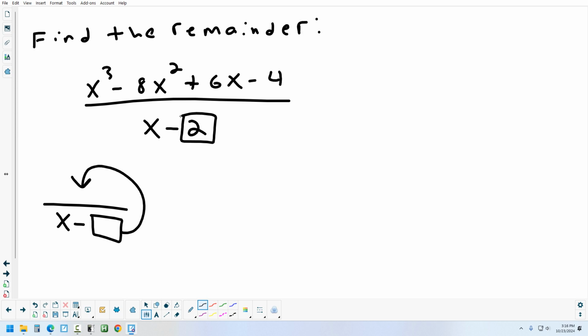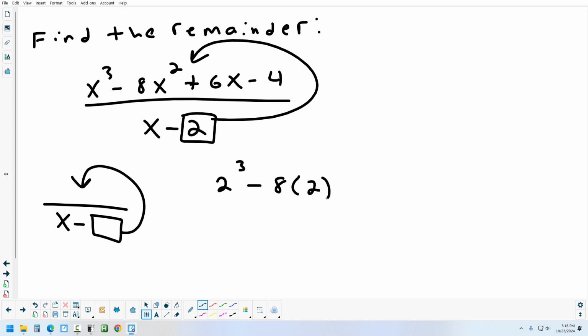Is this one set up in the denominator as x minus a number? Yep, x minus 2. So what number is in the box? It is a 2. So we're going to take a 2 and plug it in for x everywhere we see it in the top. So 2 cubed minus 8 times 2 squared plus 6 times 2 minus 4. Let's do that out and see if it works.